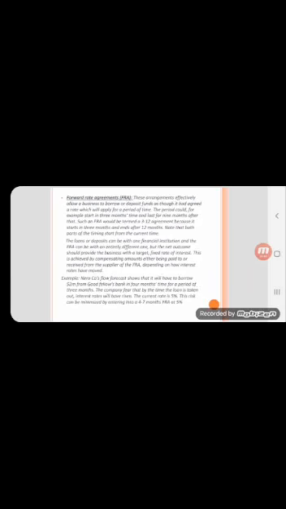Fixed rate of interest is achieved by compensating amounts either being paid to or received from the supplier of the FRA, depending upon how interest rates move. Interest rates can increase, and they can also decrease. We'll have an example about this.